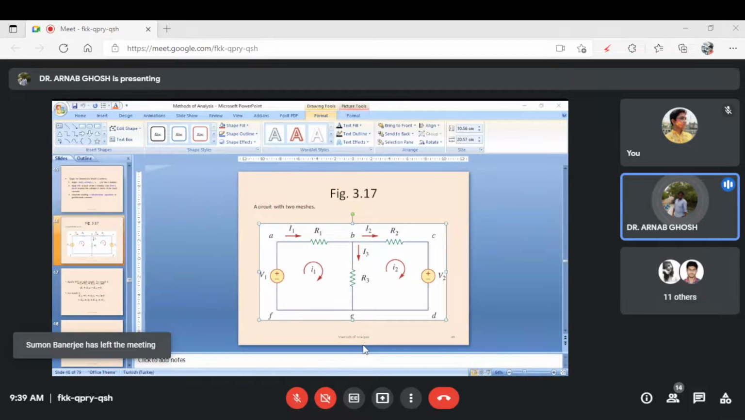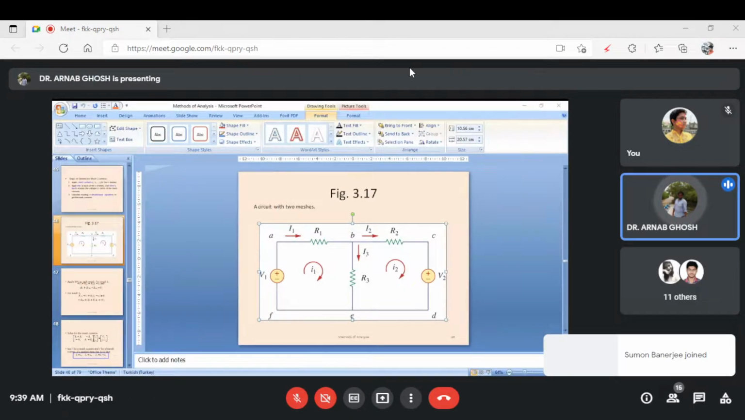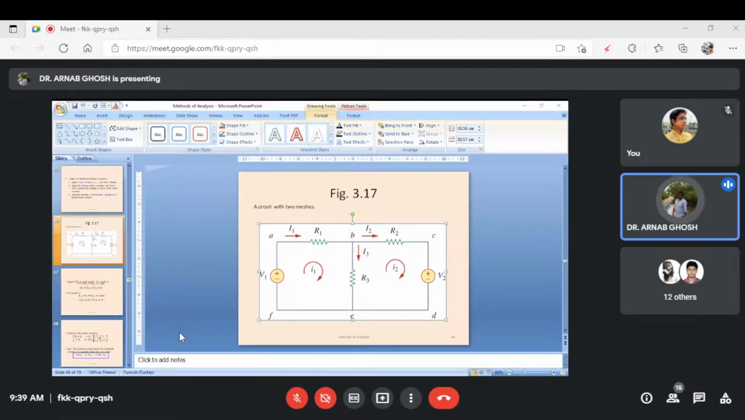And you have the voltage sources. So what we will do, we will first apply KVL in this loop. Then we will apply KVL in this loop.